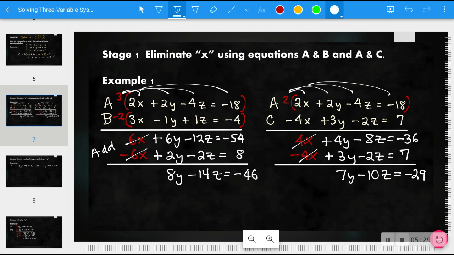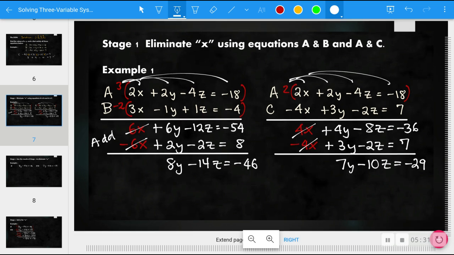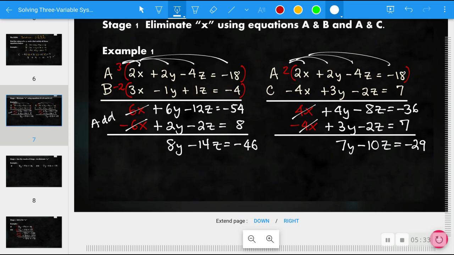Okay, at this stage we've eliminated the x in both sets of equations, and our system of equations has boiled down to 2 equations with 2 variables, which is a much easier system to solve. And to continue here, I'm going to label these. I usually call this first one here the star equation and the other one the double star equation. Okay, we'll continue with these 2 equations on the next slide.